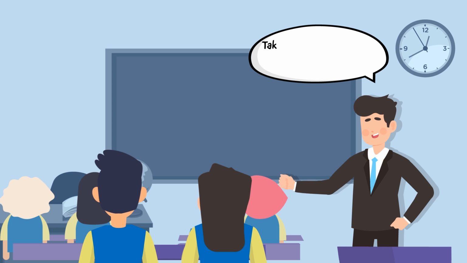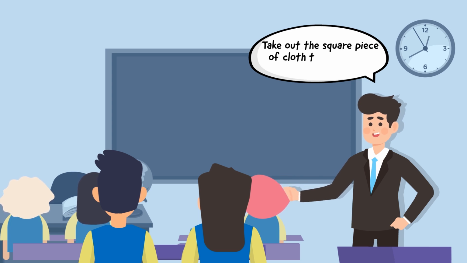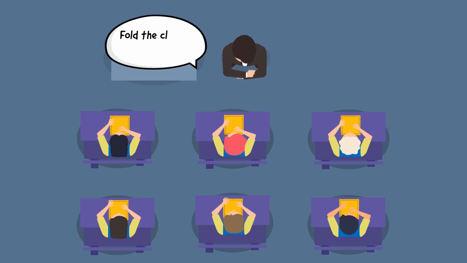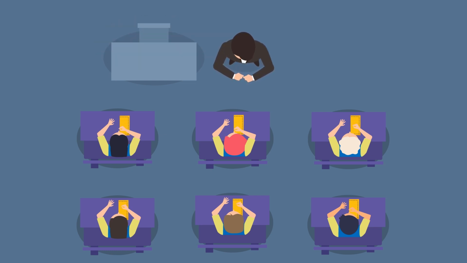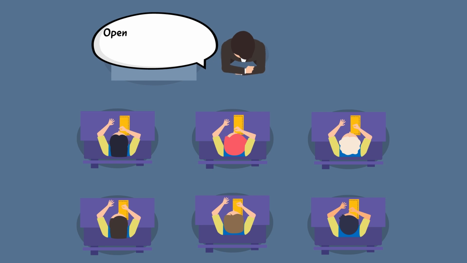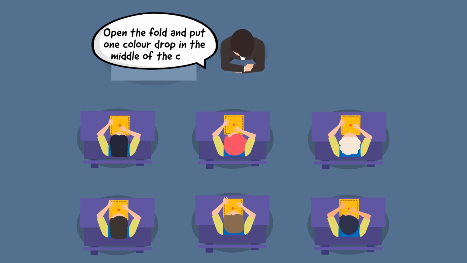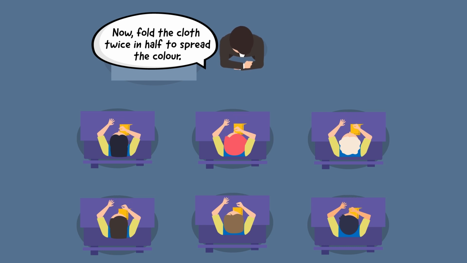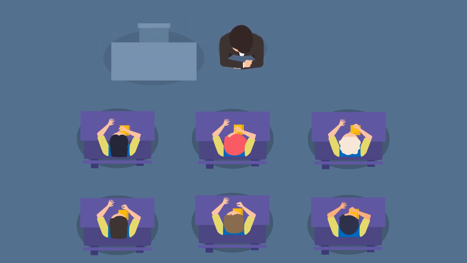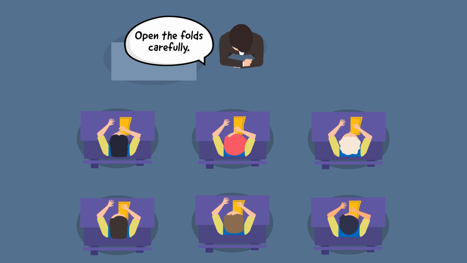Ask the students to take out the square piece of cloth that they have brought with them from home. Then, guide them to fold it vertically in half and press the fold down so that a crease can be formed. Next, ask the students to open the fold and put just one drop of color in the middle of the crease. Then, guide them to fold the cloth in half twice to spread the color. Once that is done, ask the students to open the folds carefully.